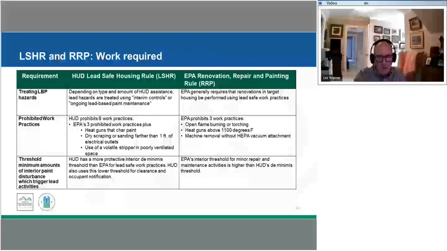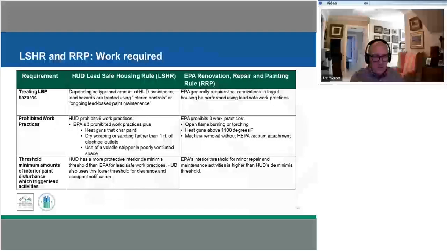Also, keep in mind our target under the HUD Lead Safe Housing Rule is based on housing units and prevention. And then depending on the subpart that you're following, that treatment of hazards is going to be based on either paint stabilization or interim controls. And so we really look to the subpart on this to make that determination.